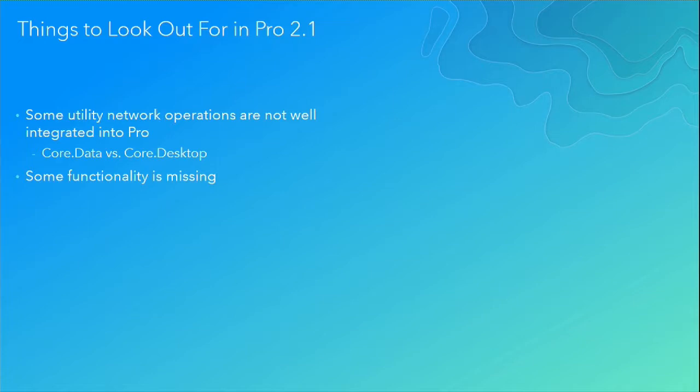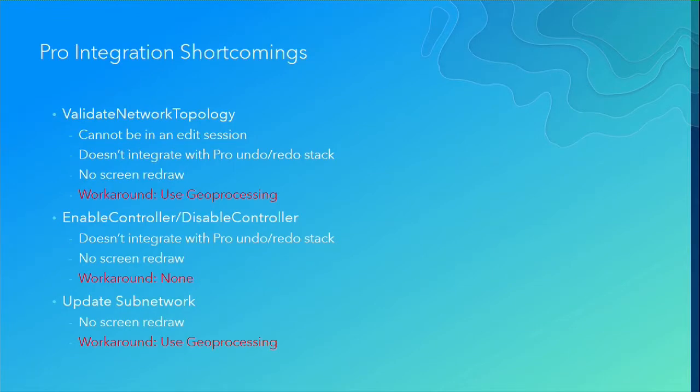And I'll go through a couple of examples there. Some functionality is missing in the first release. So some of the things that don't work all that well: if you call validate network topology directly, you cannot be in an edit session, it doesn't work with the undo redo stack, and it doesn't redraw the screen. So the workaround in this case is to use geoprocessing in the first release to validate your network topology.